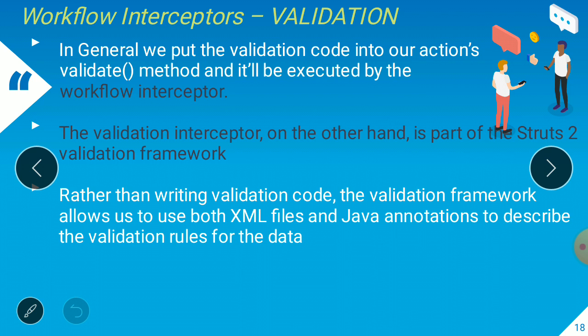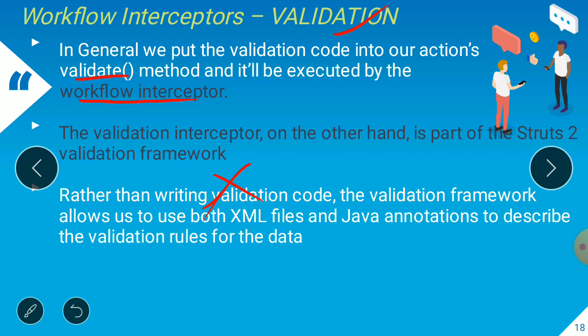The next interceptor in this category is validation. In general, we put the validation code into our action's validate method, and it will be executed by the workflow interceptor. Normally, if you want to validate, you would write a validate method inside the action, and that workflow interceptor calls this validate method. On the other hand, instead of writing like this, you can use the validation framework in Struts 2, the validation interceptor. Rather than writing validation code, there is no need to write validation code.